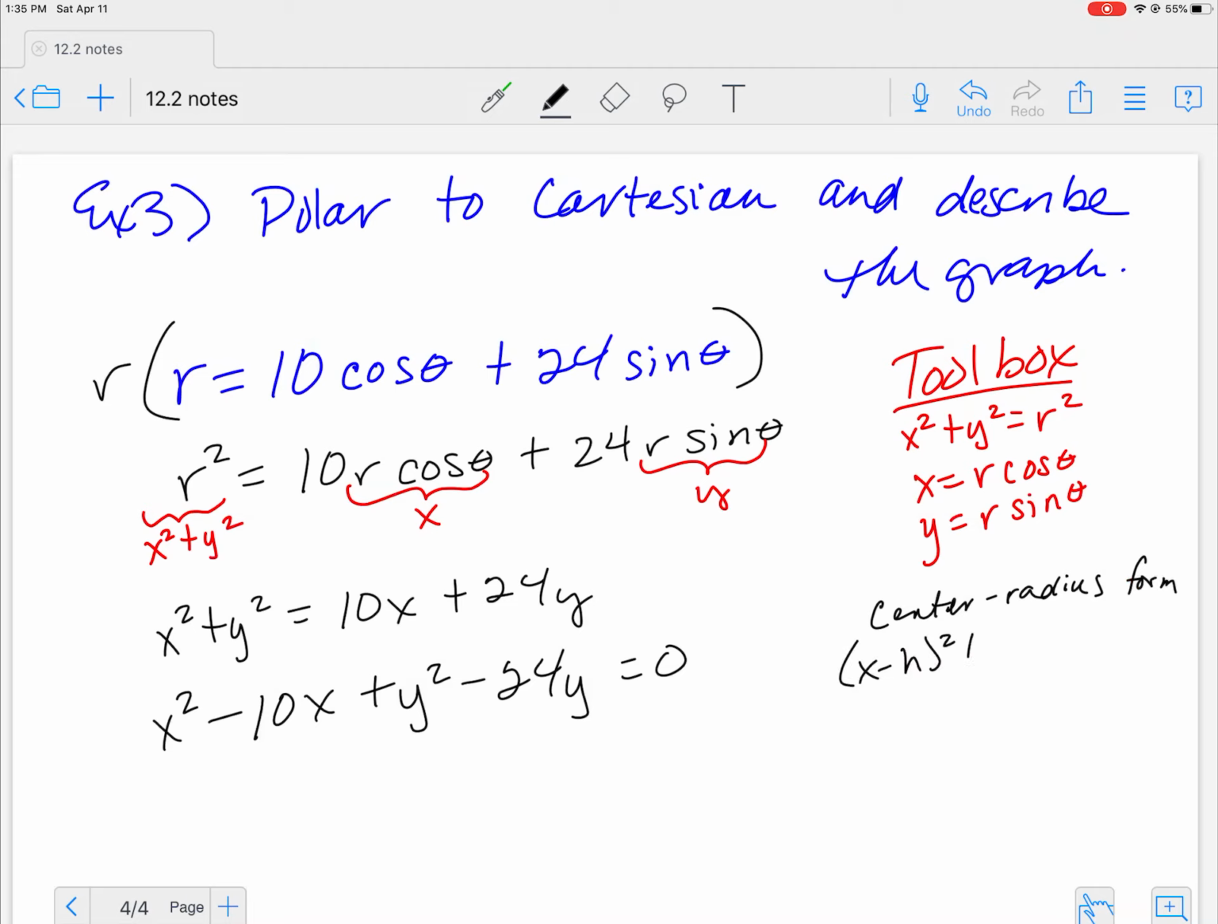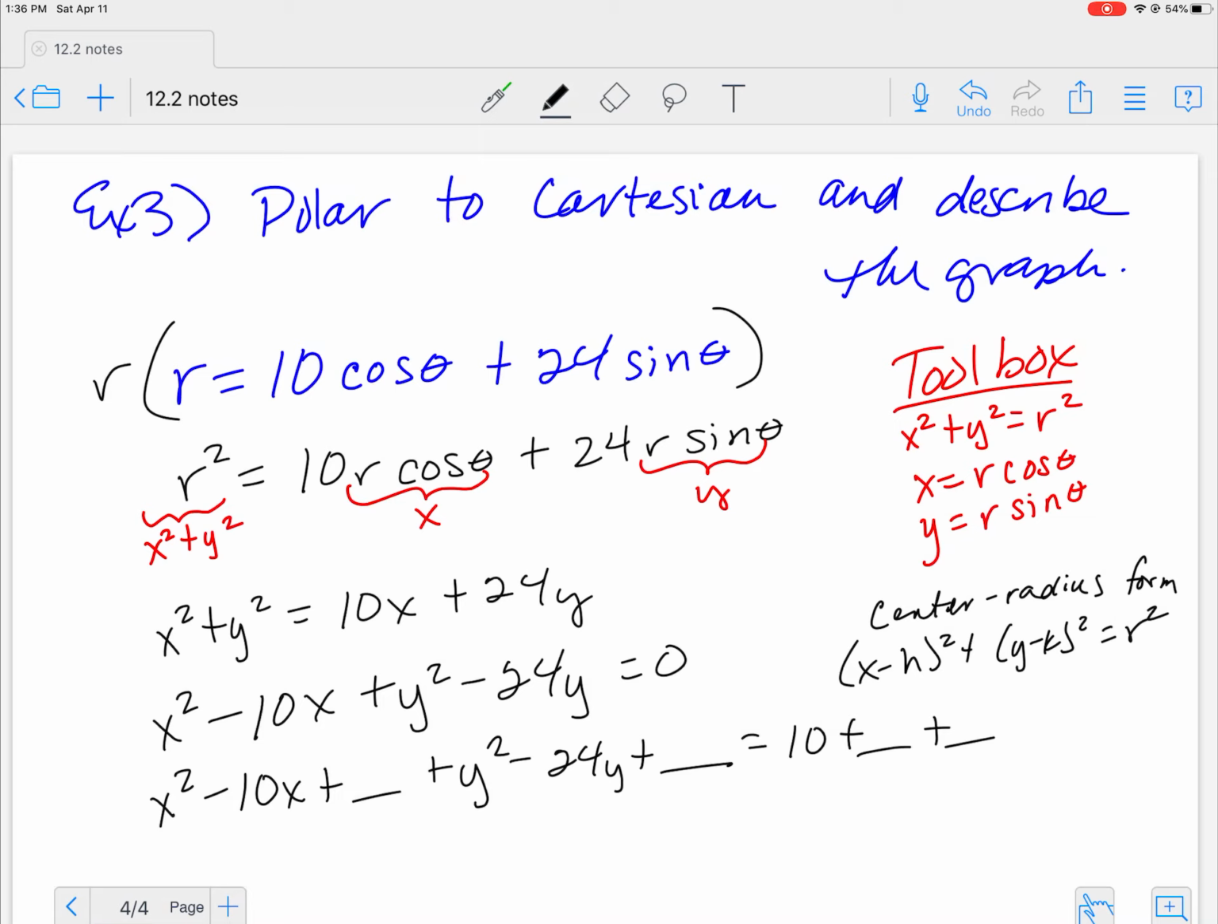That is (x − h)² + (y − k)² = r². Remember we talked a little bit about that when we were talking about parametric? Same thing. But in order to set this up, we're going to have to complete the square to find each one of these. That's no big deal. We got that. x² − 10x + blank, y² − 24y + blank. I like to put my plus blanks in there because it keeps me set.